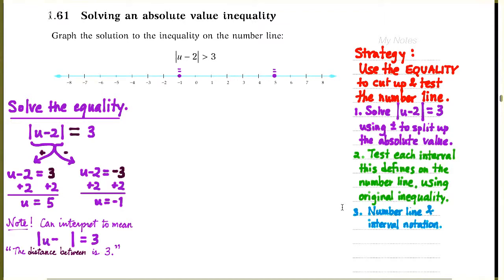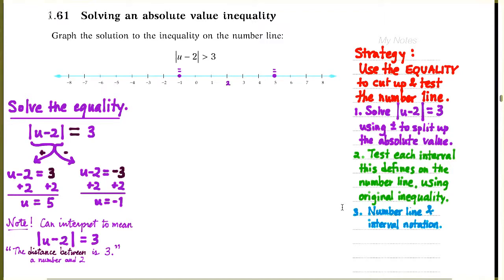What are those two quantities in this example? They're u and 2. So one way to interpret the equation that we just solved is we were looking for those numbers that have the property that the distance between that number and 2 is equal to 3. So what numbers are 3 units away from 2 on the number line?